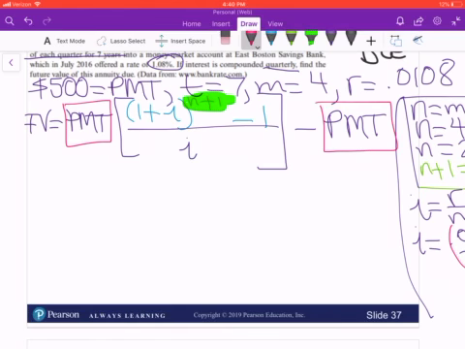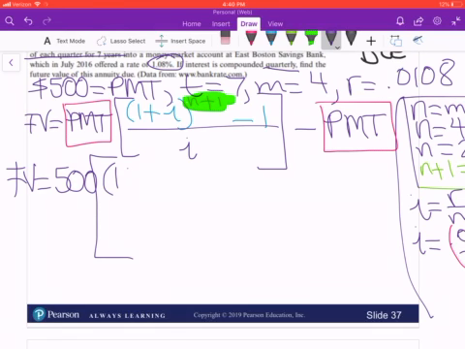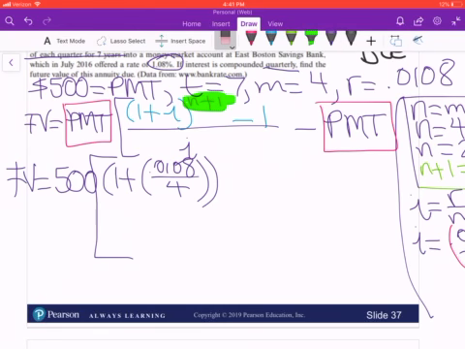So we're going to substitute now. So future value will equal to 500, bracket, parentheses 1 plus, parentheses again, 0.0108, divided by 4. We close that parentheses. We close it again because inside the exponent, we want to have that whole thing, the 1 plus. And so in the exponent, we will have 29 because it is n plus 1. And then we will have minus 1 here.